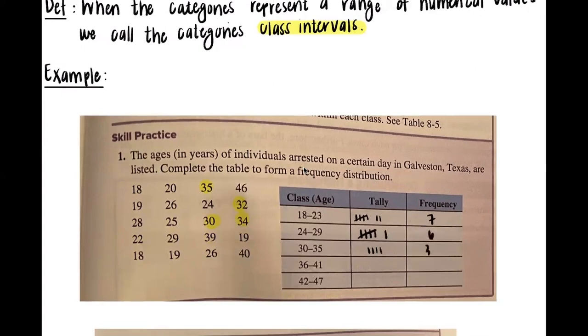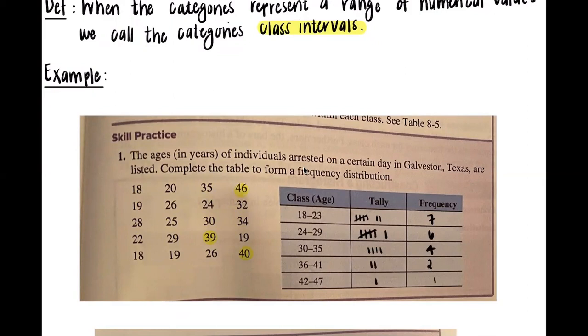See, that's why sometimes you want to double check these things, because it's super easy to fly over someone. So there were 4 in 30 to 35. Let me double check. Yep. And now we want 36 to 41. There's a 40-year-old, there was a 39-year-old, and I believe that is everything. So we have 2. And last but not least, from 42 to 47, we have one 46-year-old, so 1.